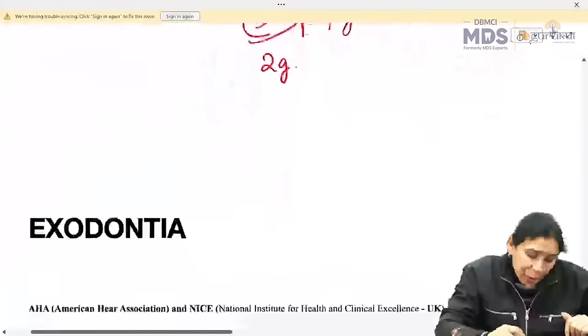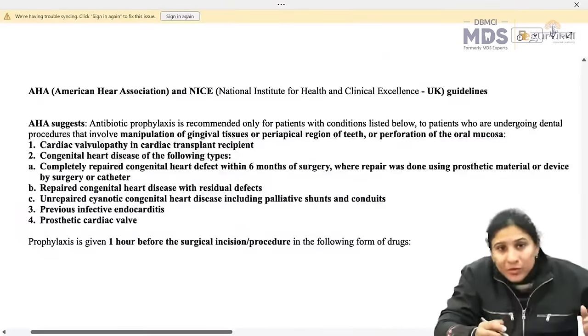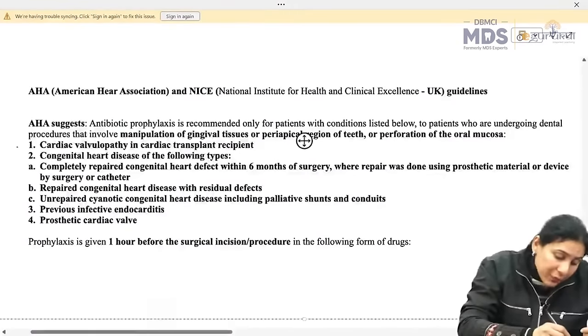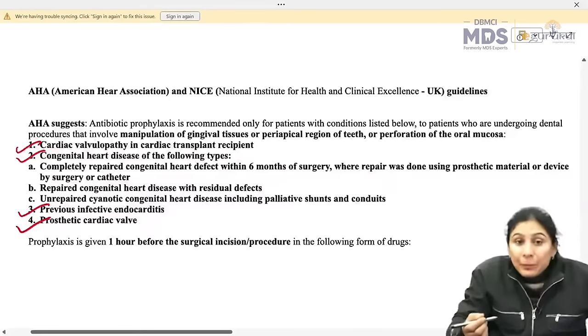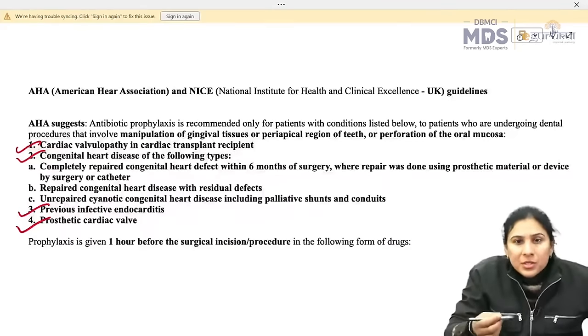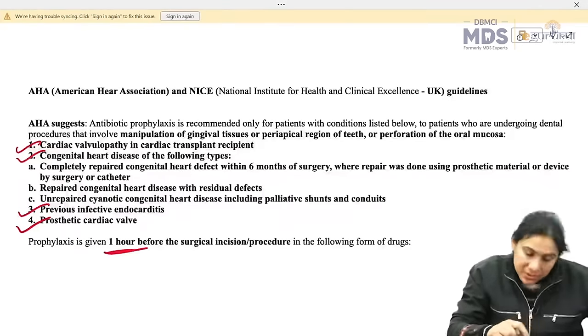Yes, the answer is C. All of you are absolutely correct. And these are the guidelines. We all know which are the procedures. Only 4 procedures, 1, 2, 3, 4, where you need prophylaxis. No other procedure requires a prophylaxis. And when do you give it? 1 hour before the surgery.